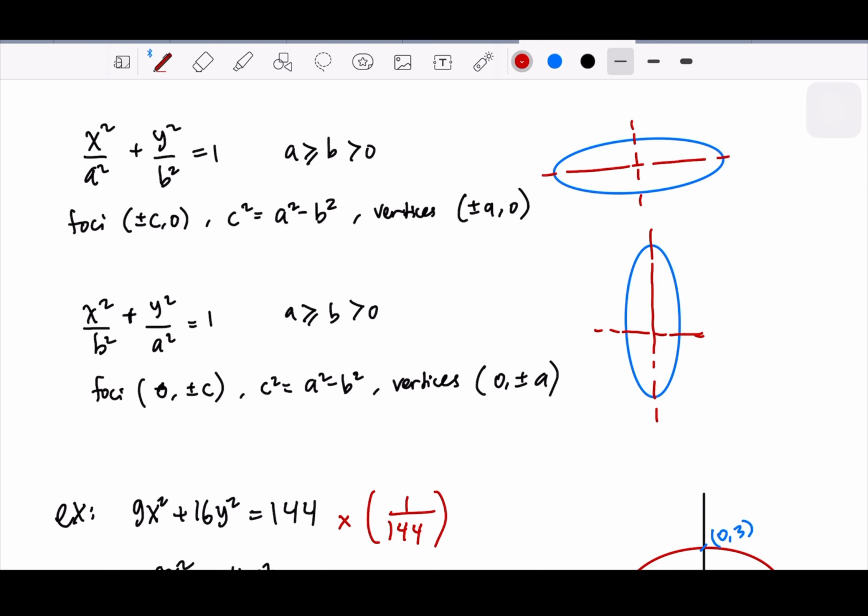So whenever the ellipse is elongated on the horizontal, then you have x squared over a squared. But when the ellipse is rotated, elongated on the vertical, you get x squared over b squared.